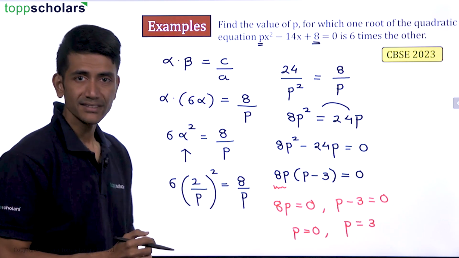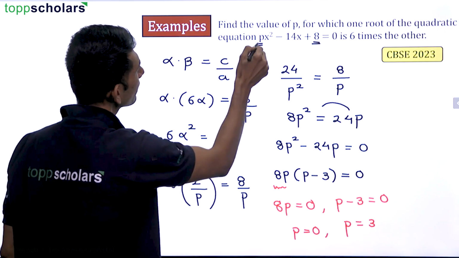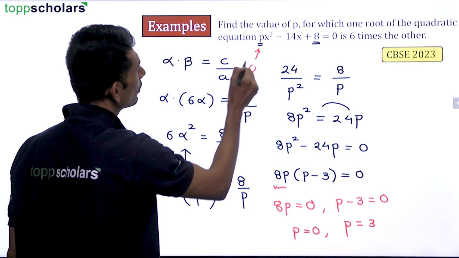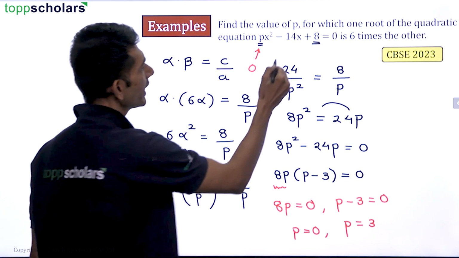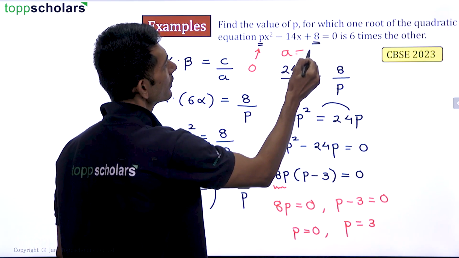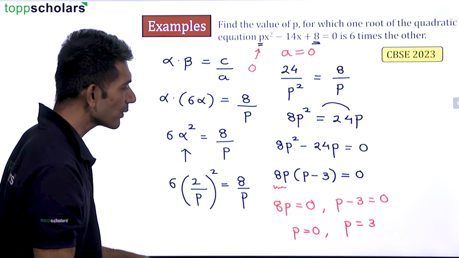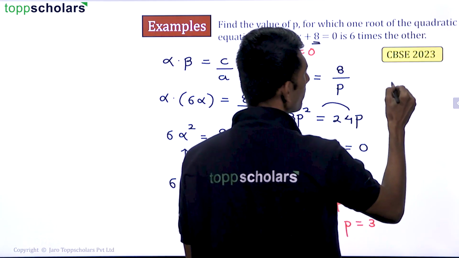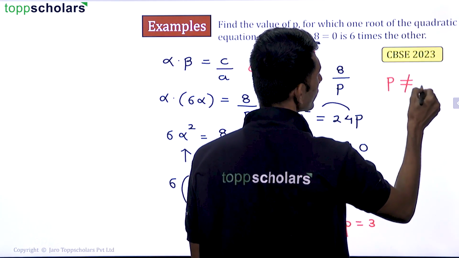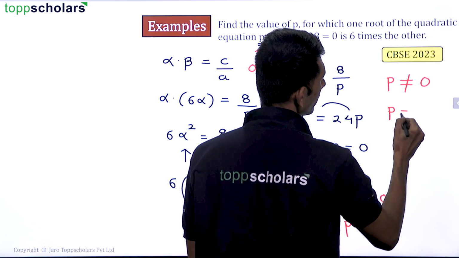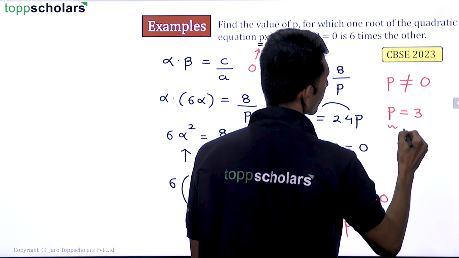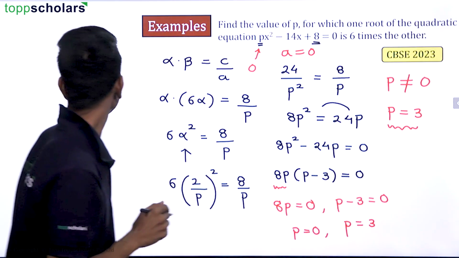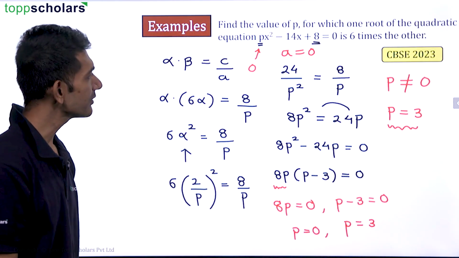But are both the answers correct? Can p be 0? If p is 0, we get a is equal to 0. And we know that in the quadratic equation, a cannot be 0. So definitely p should not be equal to 0. And the answer is p is equal to 3. Simple. I hope you have understood this question. Value of p is 3.